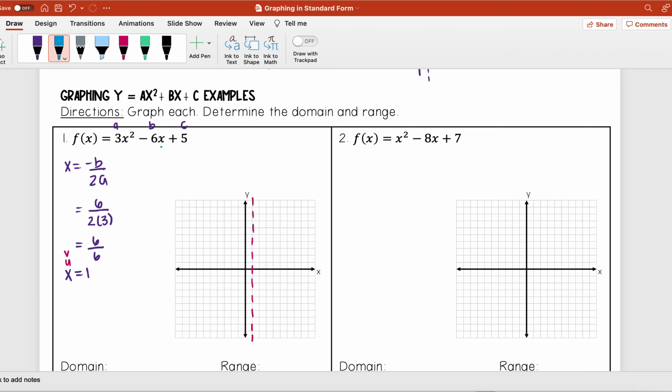So remember for that, I need to plug in 1 wherever I see an x. So I have 3 times 1 squared minus 6 times 1 plus 5. Three minus 6, I get -3. -3 plus 5, I get 2. So that means that my vertex is at 1, 2. So now I'm going to go ahead and plot that.